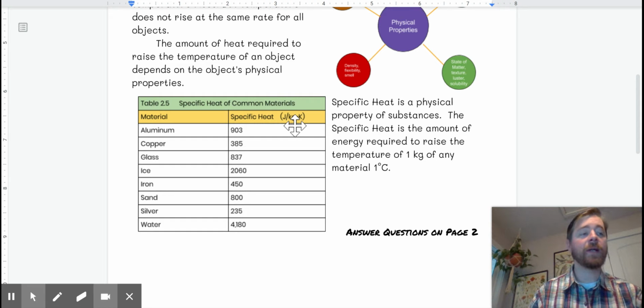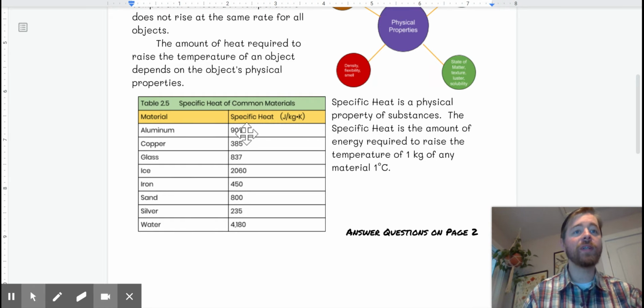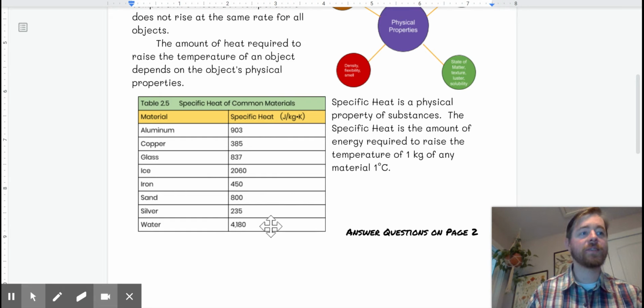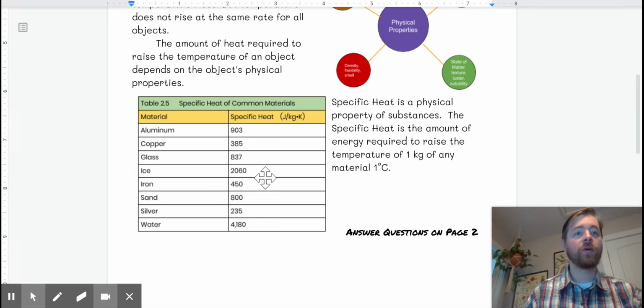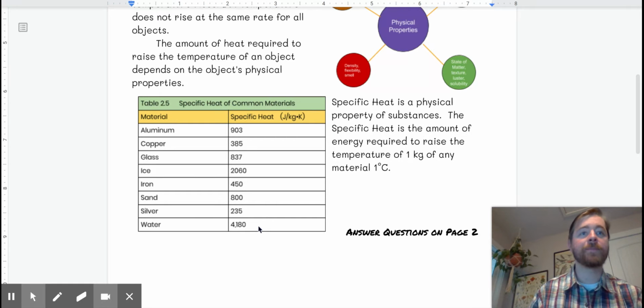Okay, kg is kilogram. So for instance, aluminum would need 903 joules of heat energy to raise 1 kilogram of aluminum up 1 degree Celsius. So to go from 20 degrees Celsius to 21 degrees Celsius, we would need 903 joules of heat energy. Okay, and then look down here at ice. Okay, notice that ice and water are not the same. Interesting. Okay, ice 2060 joules, water 4,180 joules to raise it 1 degree. Okay. All right. Let's look at our questions.